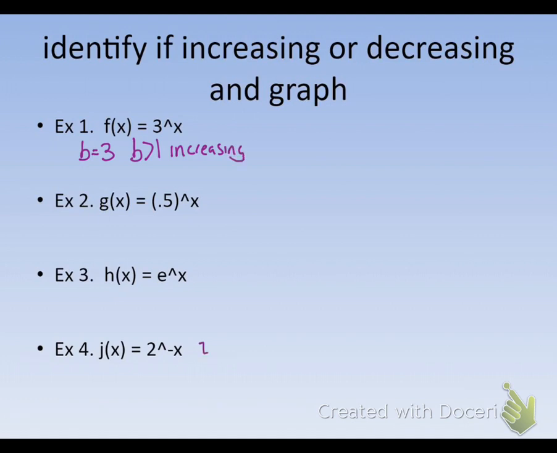Our next one, our b is 1/2. That's between 0 and 1, which means it's going to be decreasing. Perfect. For the next one, there's our b, e, which is greater than 1, so it has to be increasing. And then here we have to rely on remembering our exponent rules, knowing that a negative exponent makes our b be 1/2, which would be decreasing.